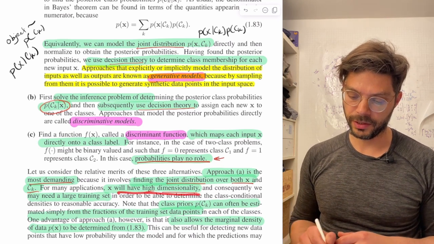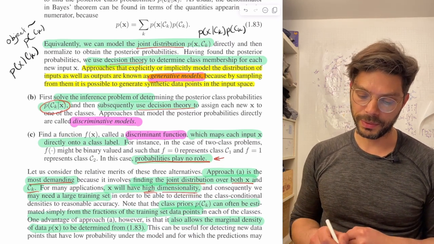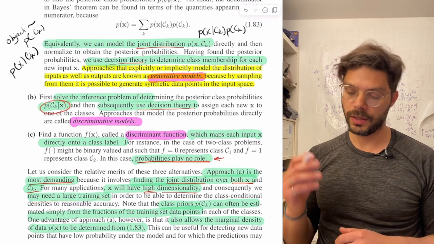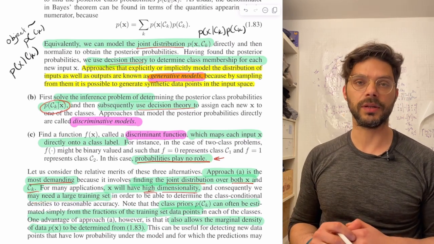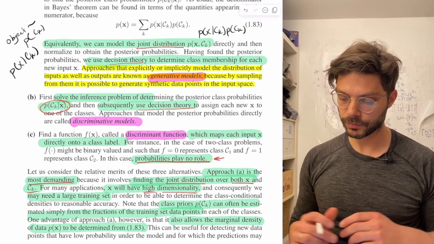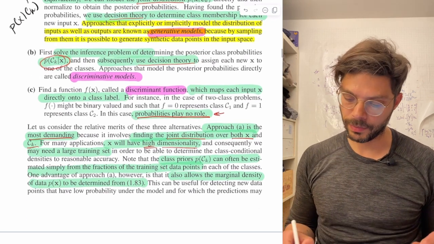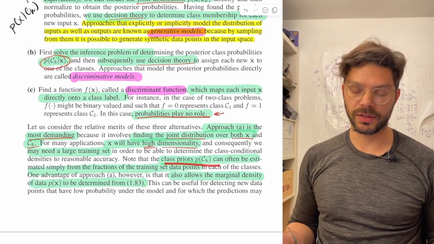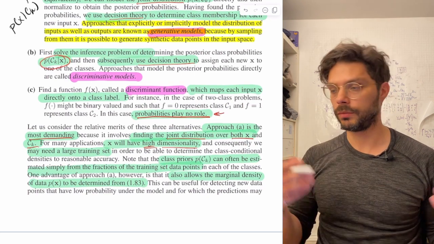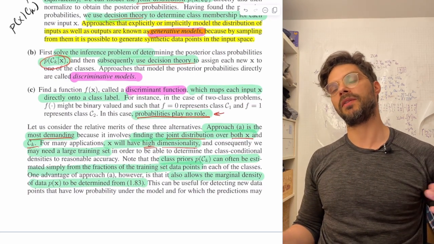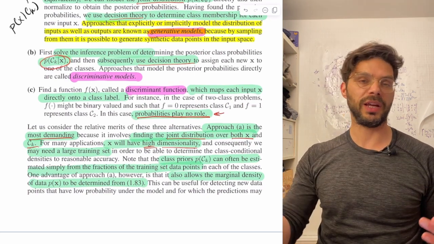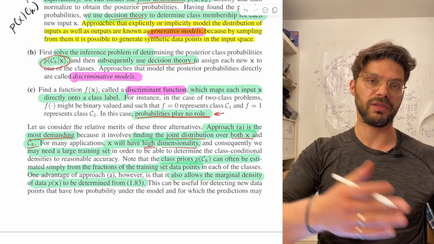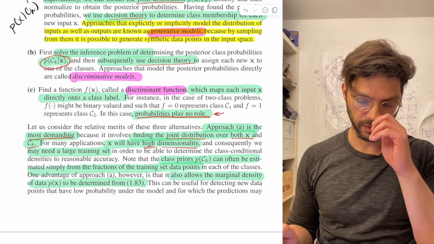So that's what he's talking about here. X will have high dimensionality. Consequently, we may need a large training set in order to determine the class conditional densities to reasonable accuracy. But the class priors are usually not a problem because we can just count. The probability of having to stop is the fraction of your data set that contains stop signs versus the ones that contain go signs. So that's not such a big deal.